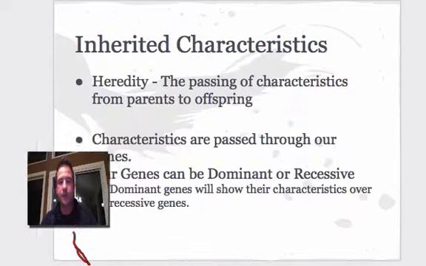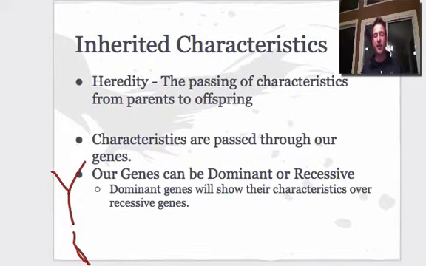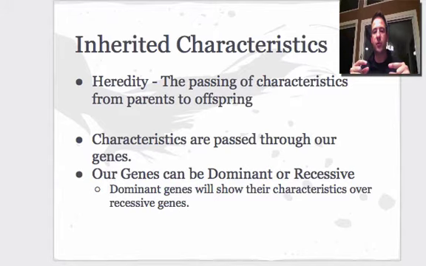So inherited characteristics. These are the heredity. This is the passing on from parents to offspring. This is where you get those traits. Characteristics can be passed through your genes. Now remember, your genes are on your chromosomes. They're an arrangement of DNA within your chromosomes, and DNA is found in the nucleus of the cell, which is important to know as well.